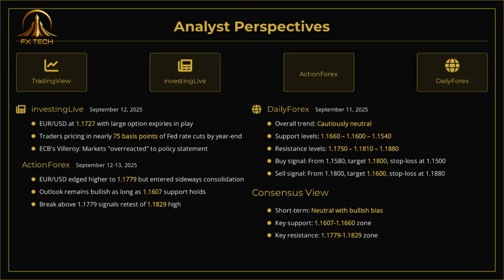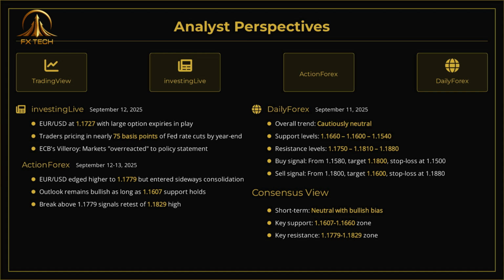In this slide, we will examine the perspectives of leading financial analysts from investingLive, actionforex, and DailyForex. As you can see, there is a general consensus among these experts, although with some nuances in their analysis. investingLive highlights the significant impact of large option expiries and the market's pricing of 75 basis points in Fed rate cuts. actionforex, on the other hand, maintains a bullish outlook as long as the 1.1607 support level holds, with a potential retest of the 1.1829 high.